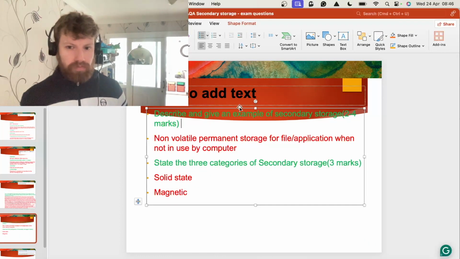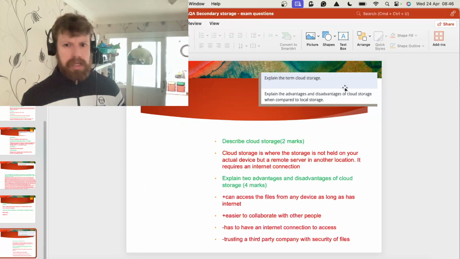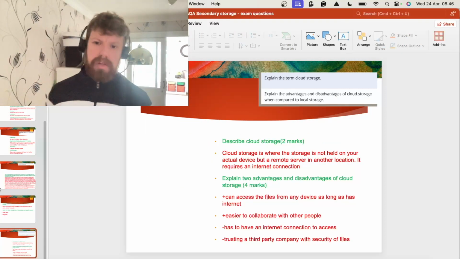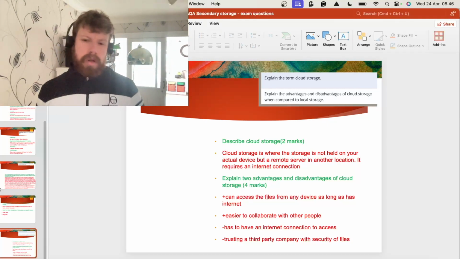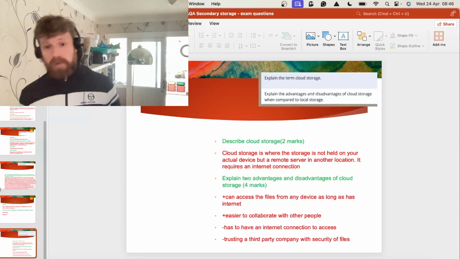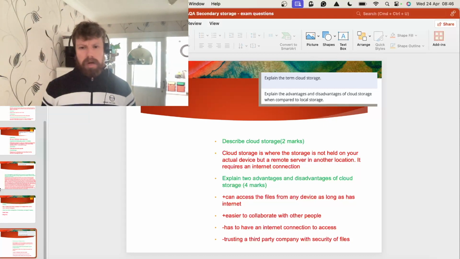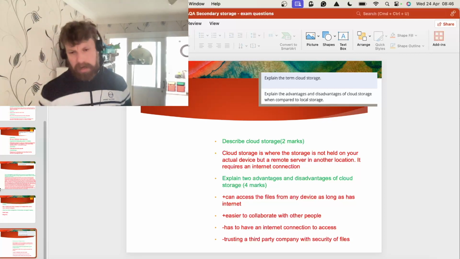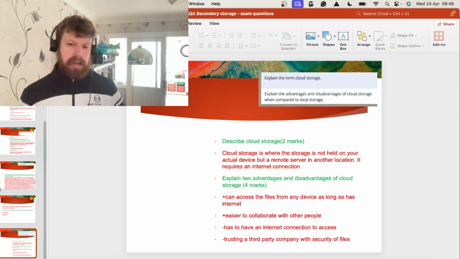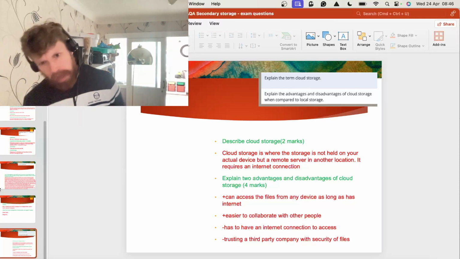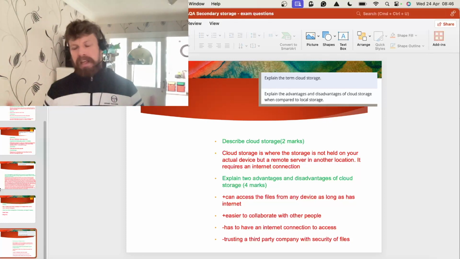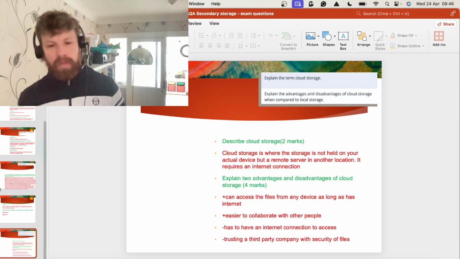Final little points that we're going to have a look at is this one, the cloud storage, and the advantages and disadvantages of this one. So first of all, let's define what cloud storage is. Cloud storage is where storage is not held on your actual device, but on a remote server in another location. It requires an internet connection. So just to give you some examples, it would be like Office 365, Google Drive, any kind of website where you're storing your files.